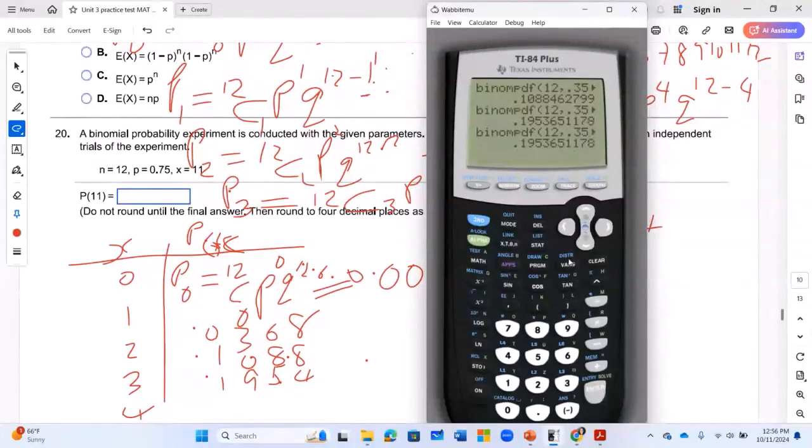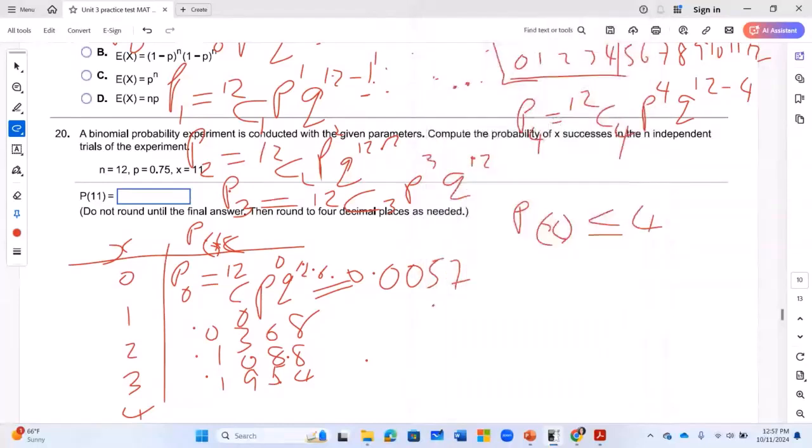Second distribution. And then I'll arrow up and look for my binomial PDF. And then it's 12. And this time it is 4 right there. And I'll calculate. If I hit enter, I have 0.2367.